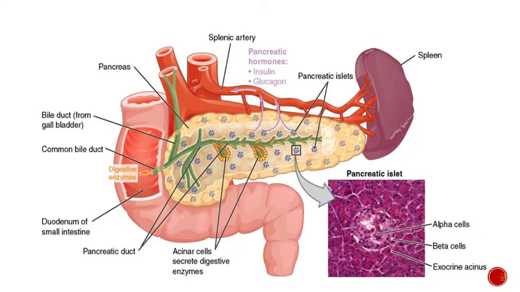Here's a picture of the pancreas, and we can see the pancreatic islet, which consists of mainly alpha cells, beta cells, and exocrine acinus. The pancreatic hormones are mainly insulin and glucagon, which are taken up by the arteries and released in the bloodstream.